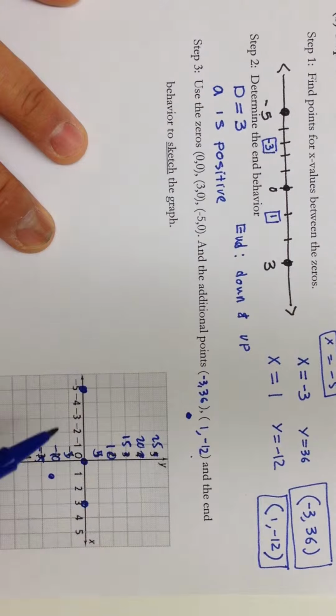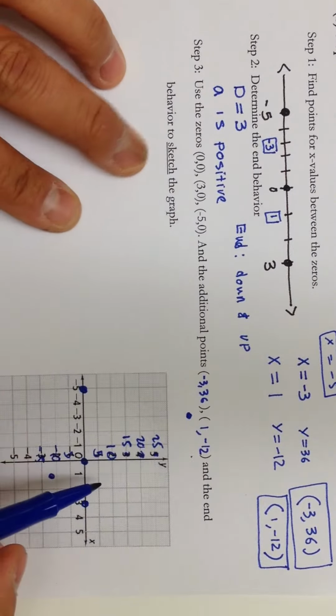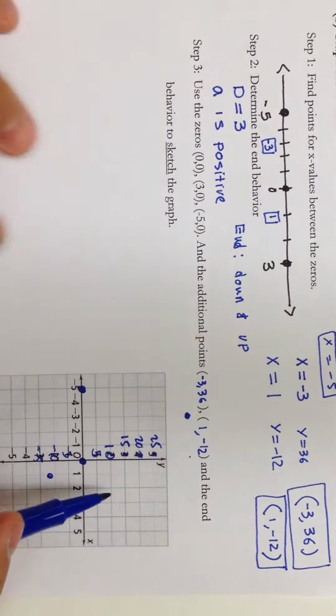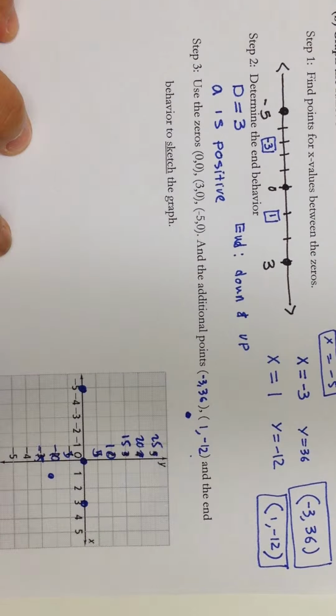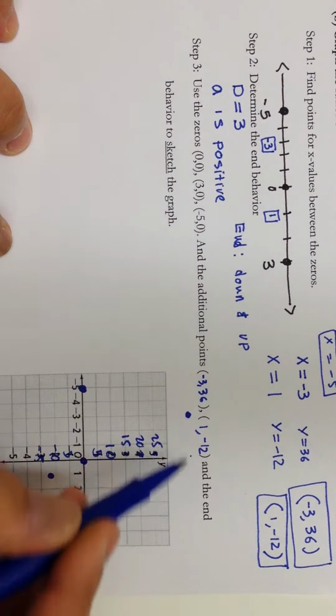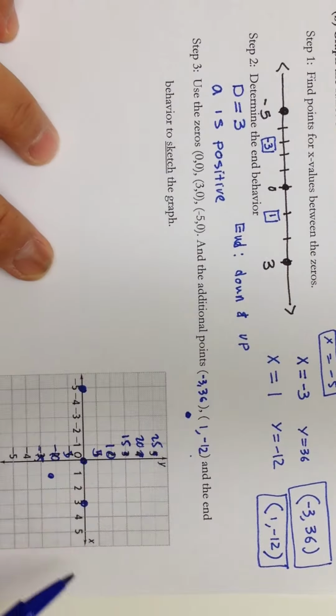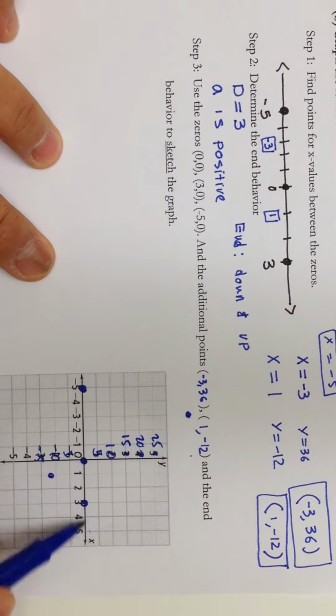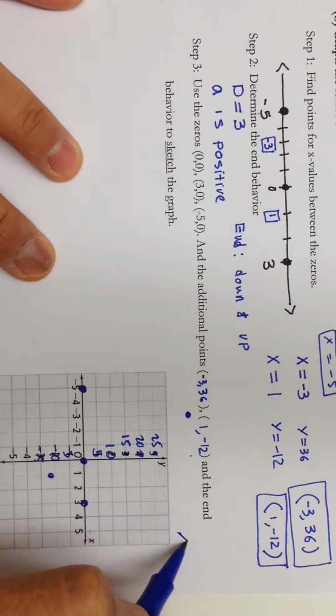Alright. Now, my end behavior. My end behavior is down and up. So the left end behavior is down. So draw an arrow that's heading down. Alright. The right end behavior is heading up. So toward the right of this last point, draw an arrow that's going up.